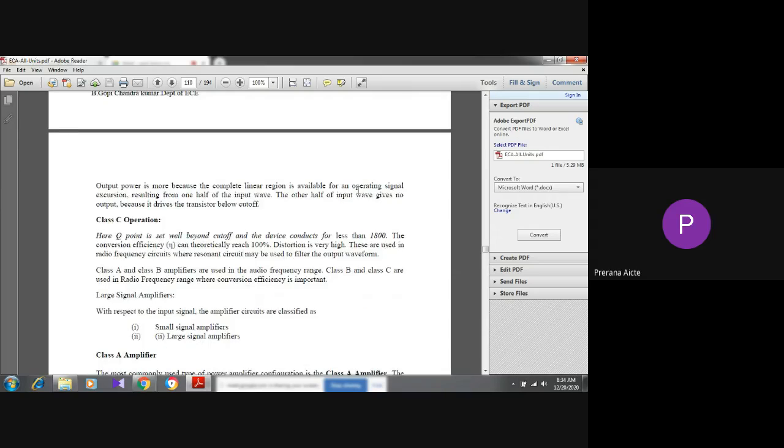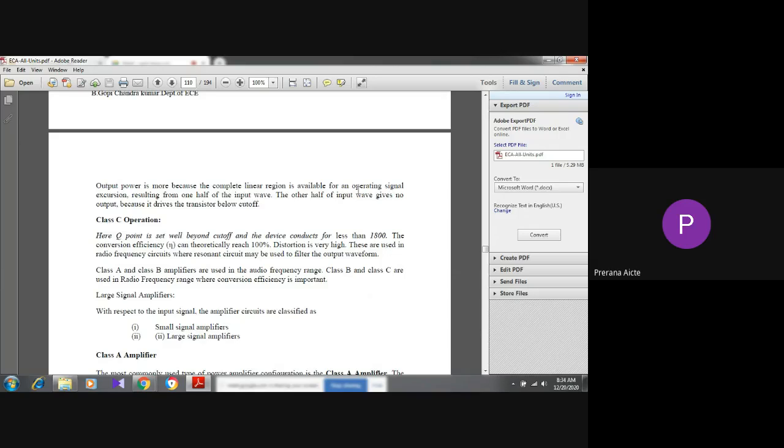Next, what is class C? Class C means the Q point is located below the cutoff region, and the conduction angle is less than 180 degrees. That means less than half of the cycle in class C.